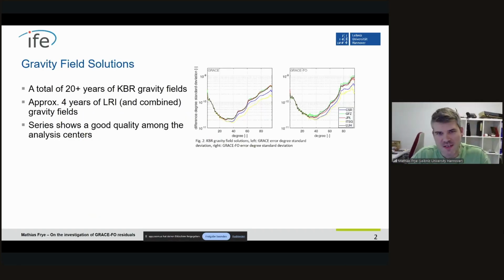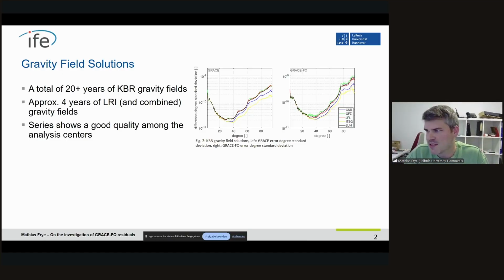Yeah, as we heard earlier this day, we have plenty of measurements, more than 20 years of GRACE KBR gravity fields and their respective residuals. We have approximately 4 years of good or more or less good quality LRI data and also combined gravity fields. And here, in our center, we also produce gravity field coefficients as well as post-fit and pre-fit residuals. On the right side, you can see some standard deviations taken from my colleague, which should just show that our gravity field solutions are very competitive among the analysis centers.